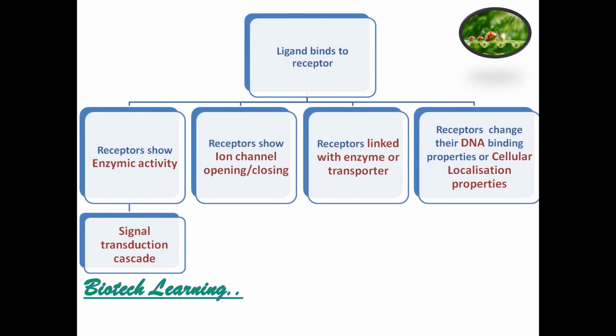So let's see the various responses. When a ligand binds to the receptor, it can show some enzymic activity. Sometimes it can show some ion channel opening or closing activity. Sometimes the receptor may not directly have some enzymic activity, but it will be linked with a protein which has some enzymic activity, or it may be linked with other transporters. Sometimes the receptor may be a DNA binding protein and its DNA binding property and cellular localization property change. And this enzymic activity can also lead to a signal transduction cascade. So all these are the various changes that can happen when the ligand binds to the receptor.